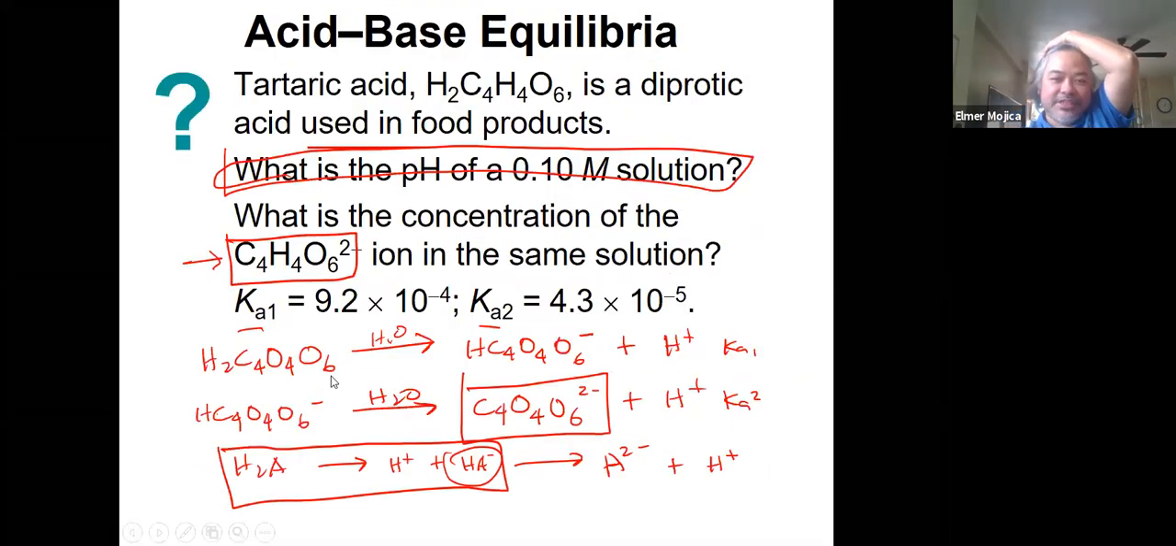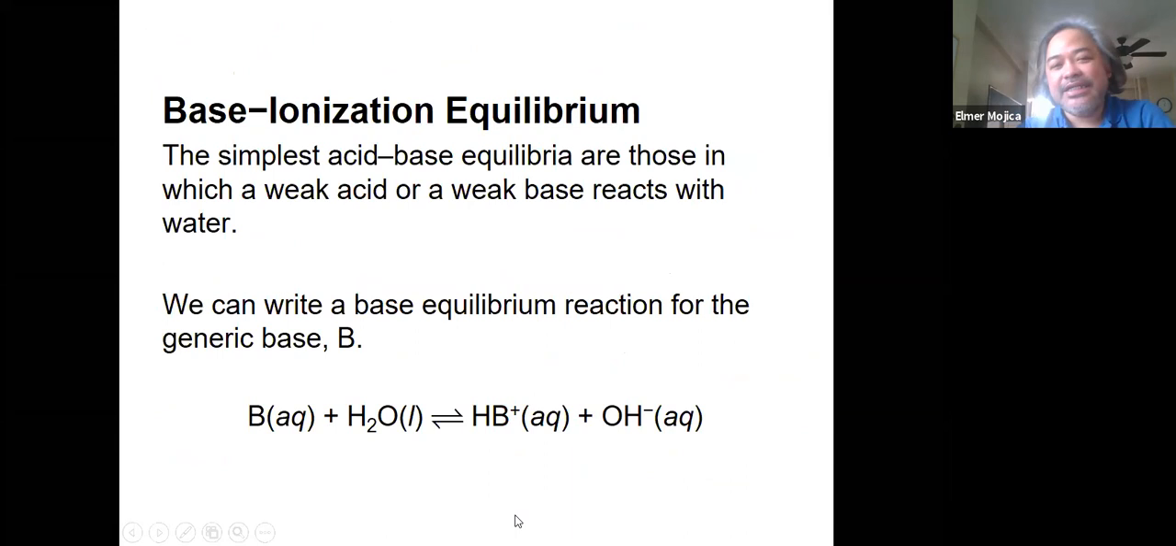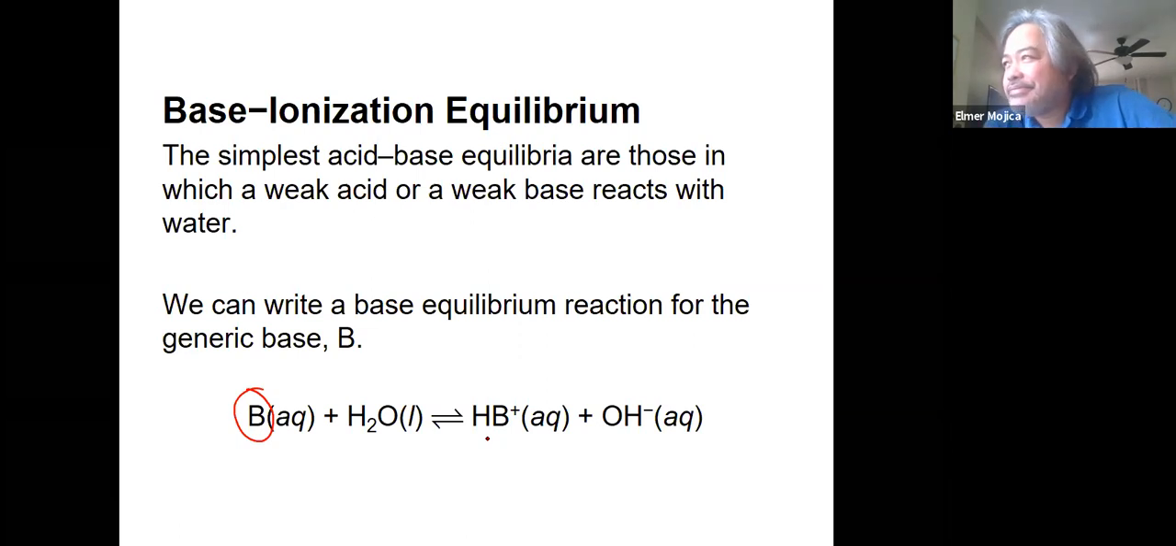Okay? So the next one that we're going to talk about is the base. So you have the Ka for the acids. Now for the base, you also do the same thing. The weak bases will not dissociate 100%. So when you have a base, like in this general equation, B, when it's added to water, you form an HB plus, because the base is usually a proton acceptor.